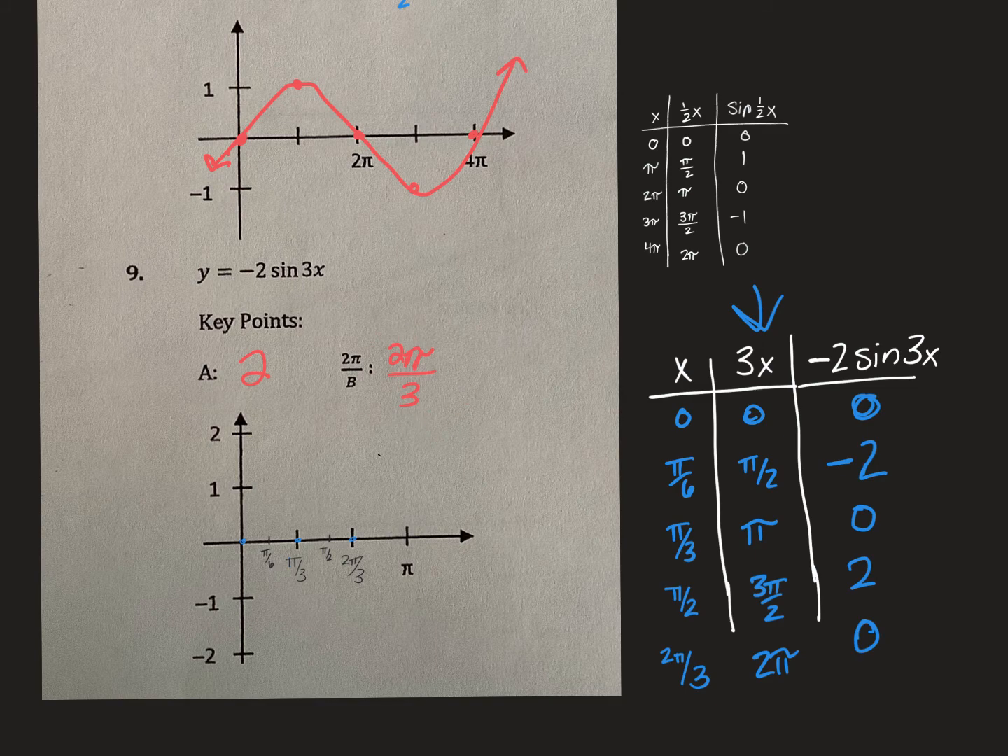When you're doing the graph, do you do the little point on the small dashes too? Yes. So we have 0, 0. Then at pi over 6, it's negative 2, so we're going down here. At pi over 3, we're back at 0. At pi over 2, we're up here at 2. And then here. So this one is really narrow.